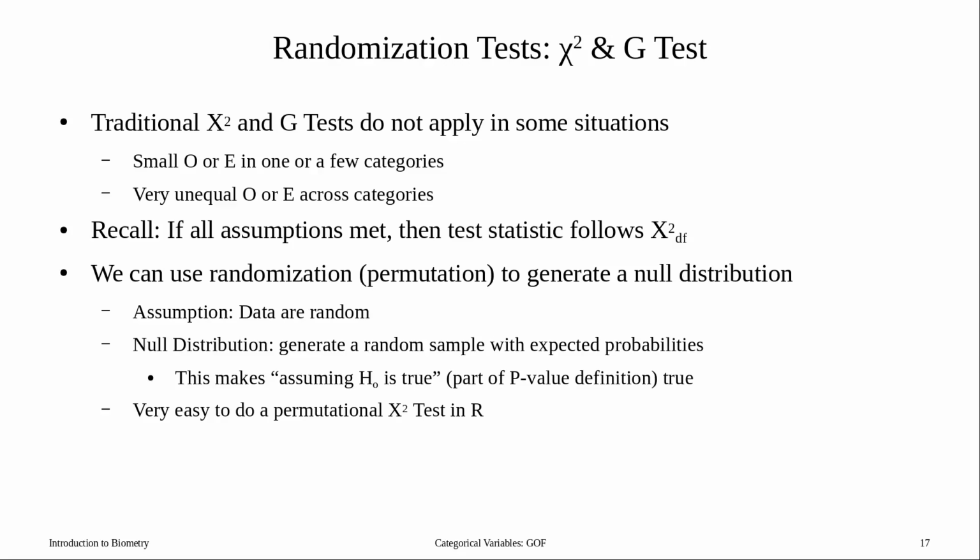Let's change it though, and let's say we had 150 striped skunks and then 15 and 10. We've got drastically different counts. This is a case where we should run our randomization tests.